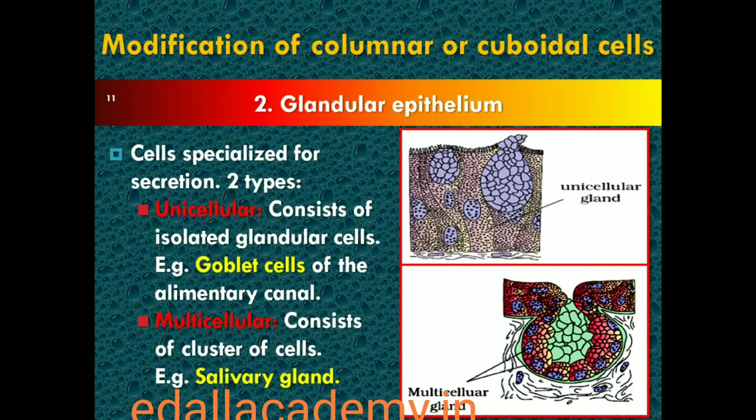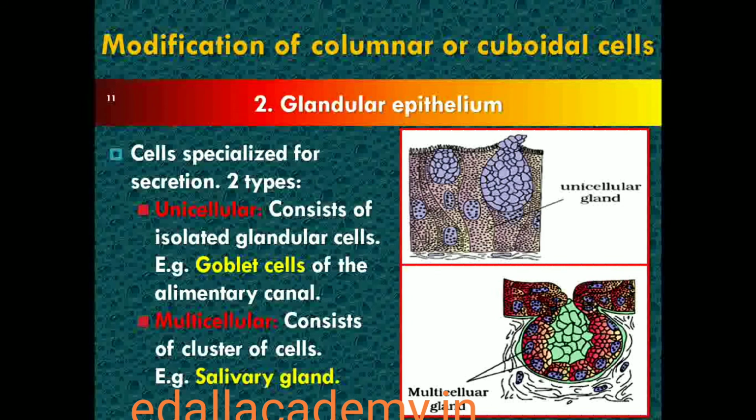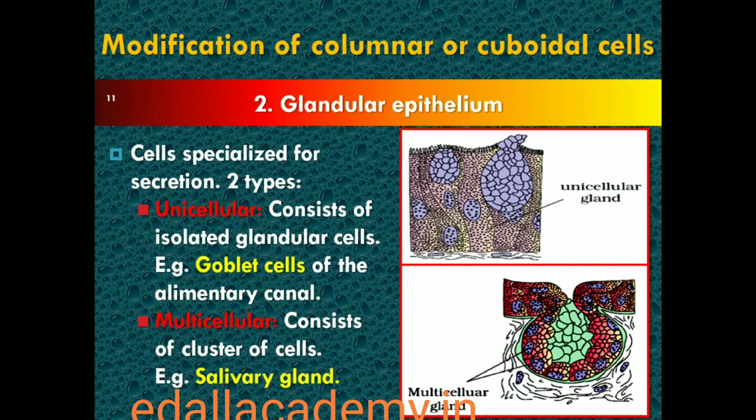Some of the columnar or cuboidal cells get specialized for secretion and are called glandular epithelium. They are mainly of 2 types: unicellular, consisting of isolated glandular cells, goblet cells of the alimentary canal, and multicellular, consisting of cluster of cells, salivary gland.